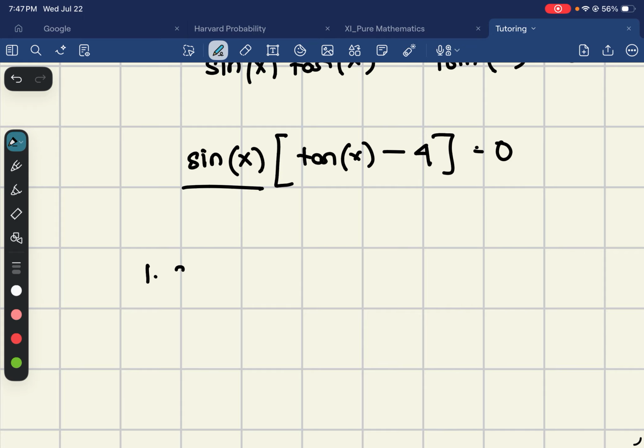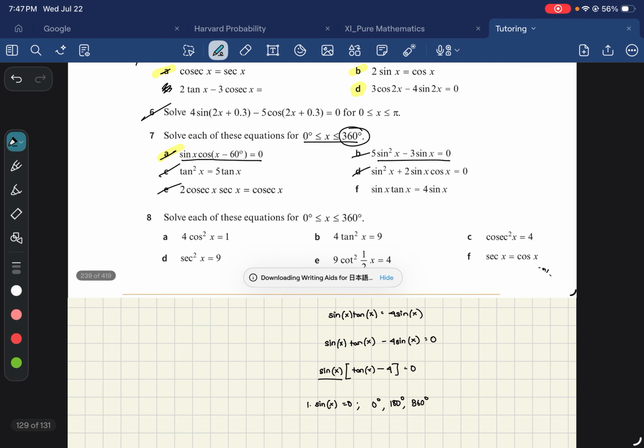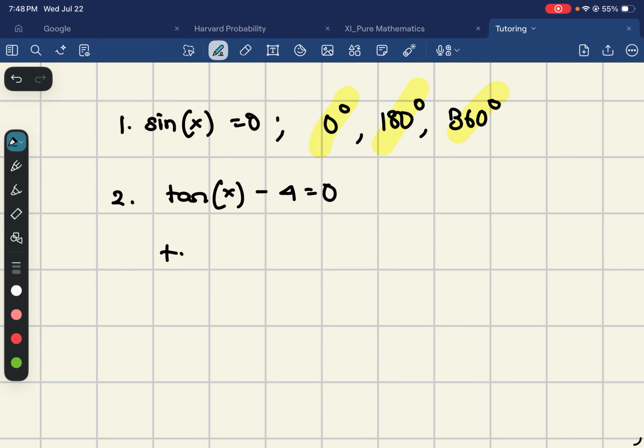So first possibility again is that sine of x is equal to 0. And we already know it's going to be 0 for 0, 180, and 360 degrees. For this domain, I have 3 solutions: 0, 180, 360, satisfying sine of x is equal to 0. And the other possibility is that my second term, tan of x minus 4, is equal to 0. We just mean tan of x is equal to 4.